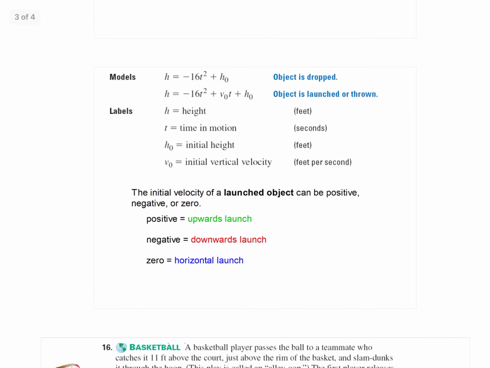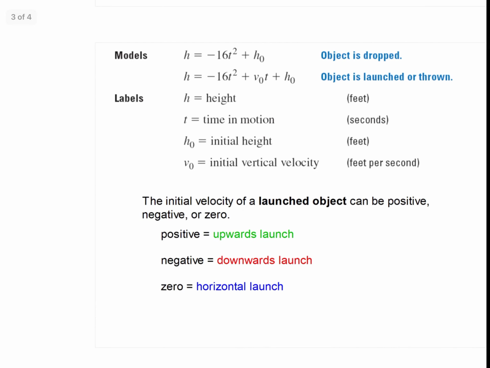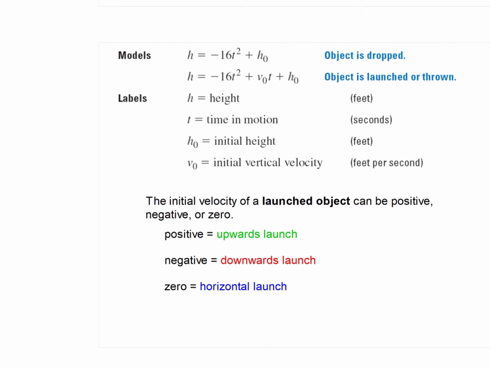Okay, so here we go. We've got two models here, one where it's dropped and one where it is kind of thrown. The top model is dropped, the next one is launched or thrown. These variables are described here. H is the height at any given time. T is the time in seconds. H with the little zero is the initial height. V with the little zero is the initial velocity, in feet per second. In science you did this with meters and seconds, but we're going to use feet.